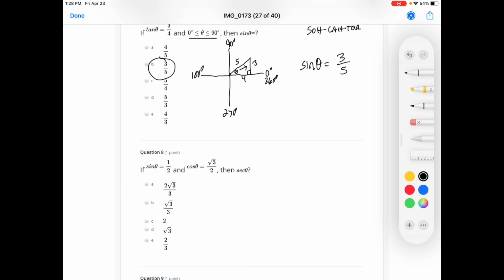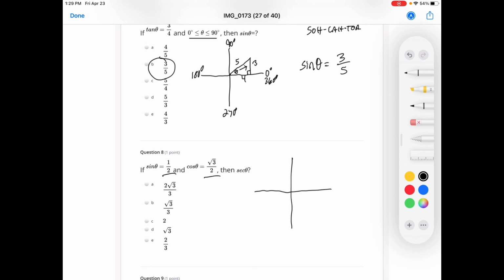All right. Sine theta on number 8 is 1/2. Cosine is √3/2. Secant theta. What is secant theta? Well, if you see that 1/2 and √3/2, that's your unit circle coordinates. Okay, and they're both positive. So if they're both positive, that tells me it's in the first quadrant again.